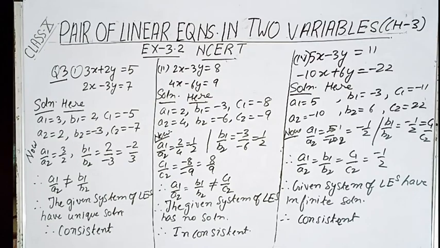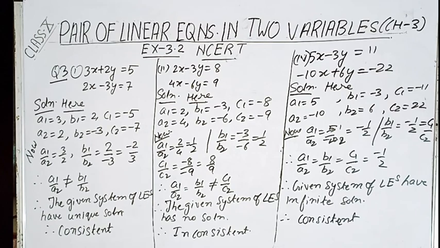Coming to question number 3 of exercise 3.2. Question number 3 says that on comparing the ratios a1 by a2, b1 by b2 and c1 by c2, find whether the following pair of linear equations are consistent or inconsistent.